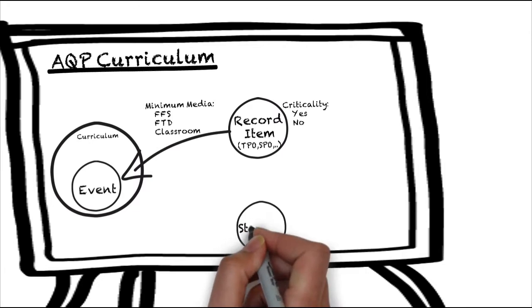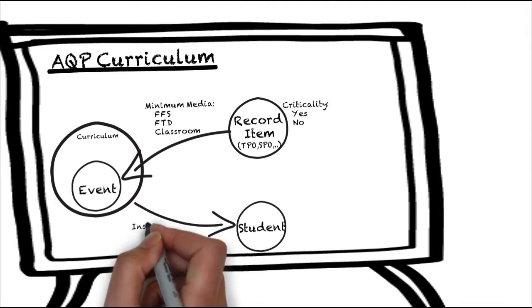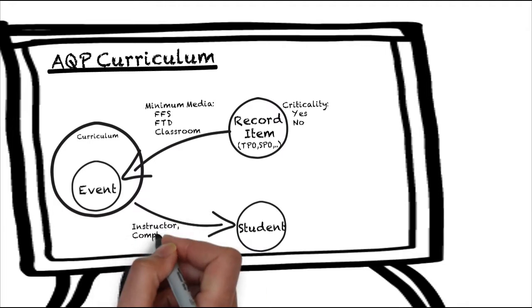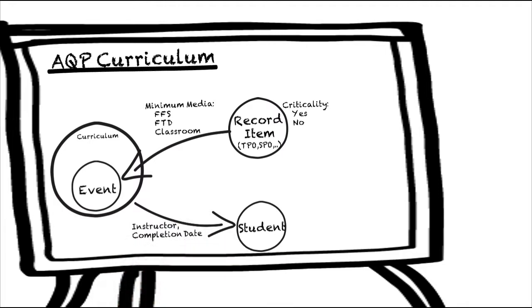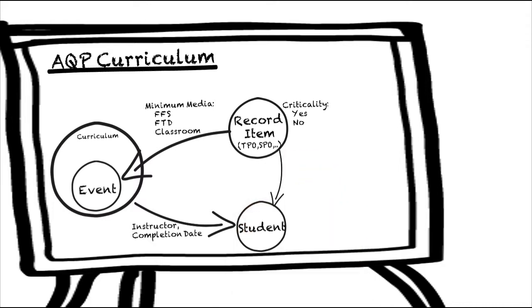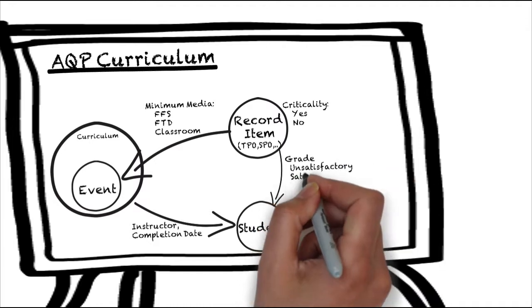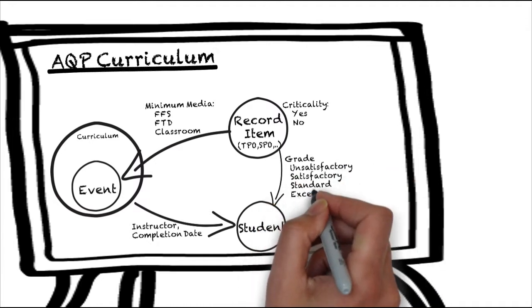Now let's look at the student. Of course, the curriculum designer during the design time doesn't know who the students are. They will be scheduled later on the event. But we must make sure that we have the right properties to capture the required data. For example, the instructor name or ID, or the completion date. And then, after the training has finished, we assign the training objective to the student during the grading process. Properties here may be the grade, like unsatisfactory, satisfactory, standard, or excellent.